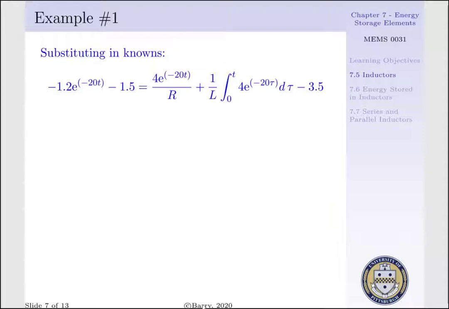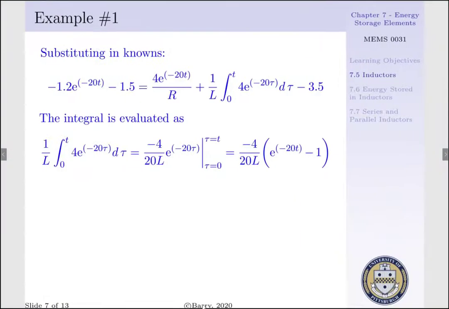Now our voltage potential across our system is 4e^(-20t), and this exists across both our inductor and resistor. So our current running through our resistor is 4e^(-20t) per R, and then the current running through our inductor is going to be 1 per L, the integral from 0 to t of v(τ) dτ, where our voltage is 4e^(-20t), and we have initial current of -3.5 amps.